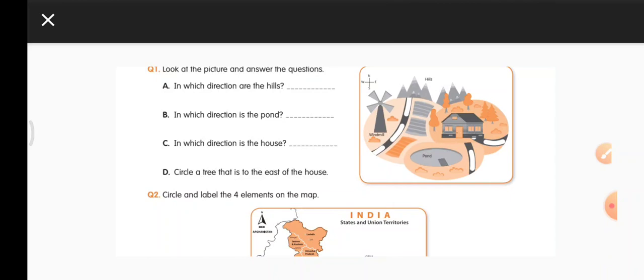In which direction is the pond? North's opposite, which direction do we have? South. So, the pond is in the south, right? B. For B question, you write south.